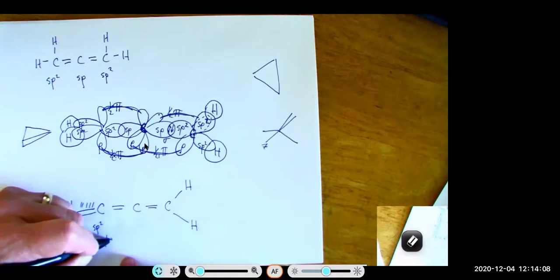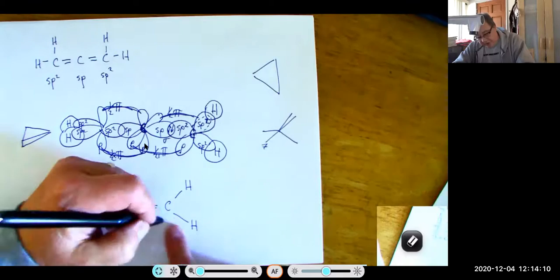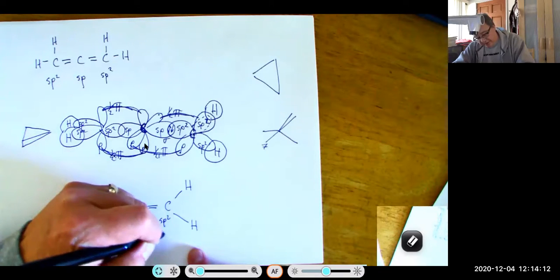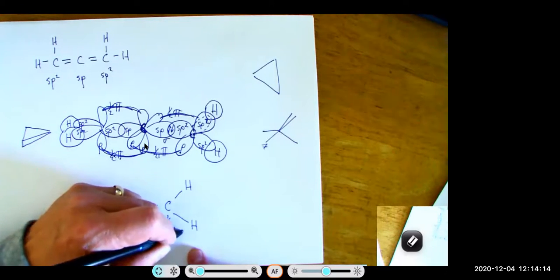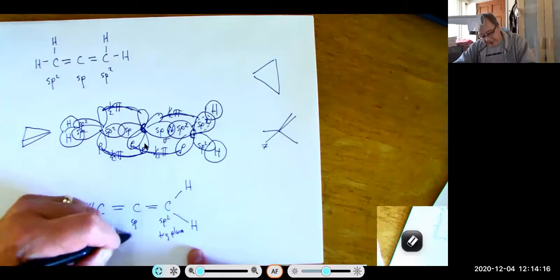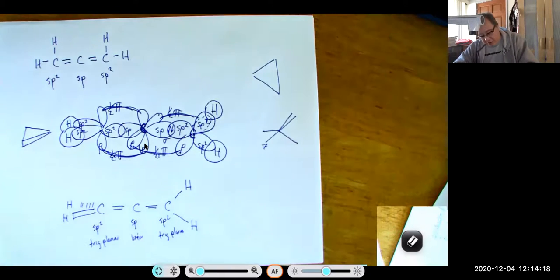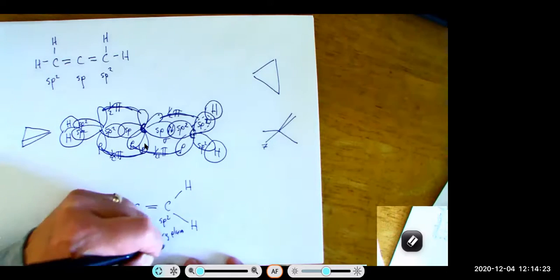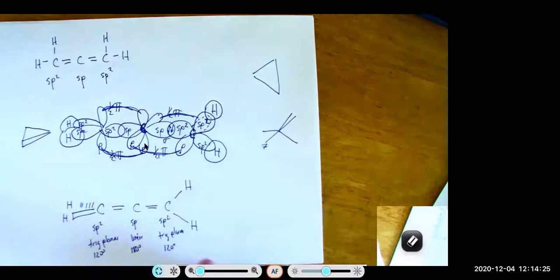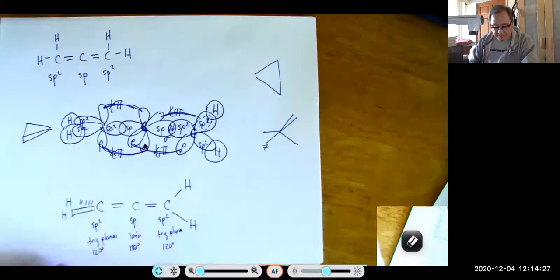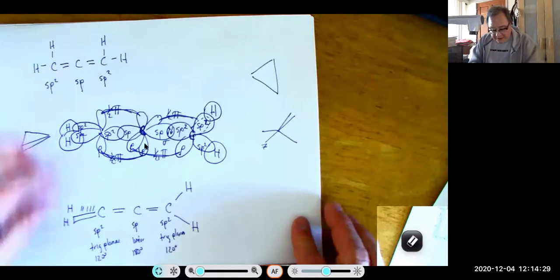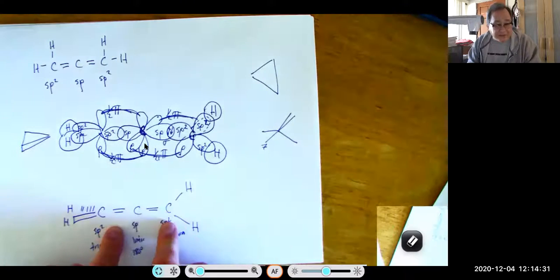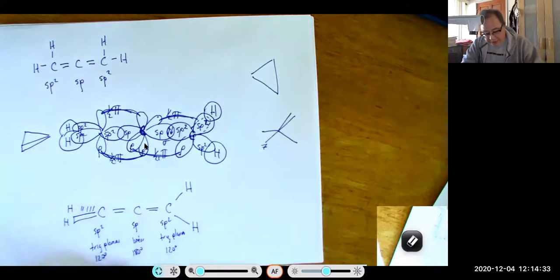Uh-huh. Can you see that this is sp2 and trigonal planar? Yeah. And can you see that this is sp and it's linear? Yeah. And of course, the bond angles here are 180, 120, 120. So this doesn't really show you what's going on here, but this is how we understand what is happening here.